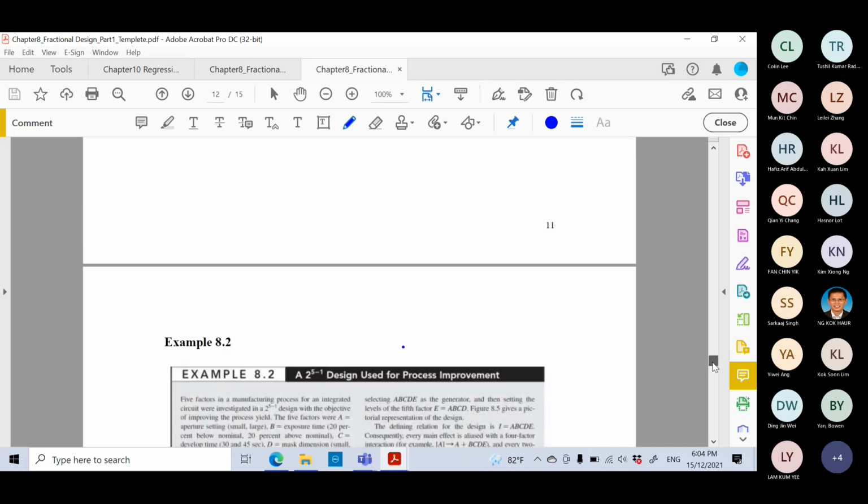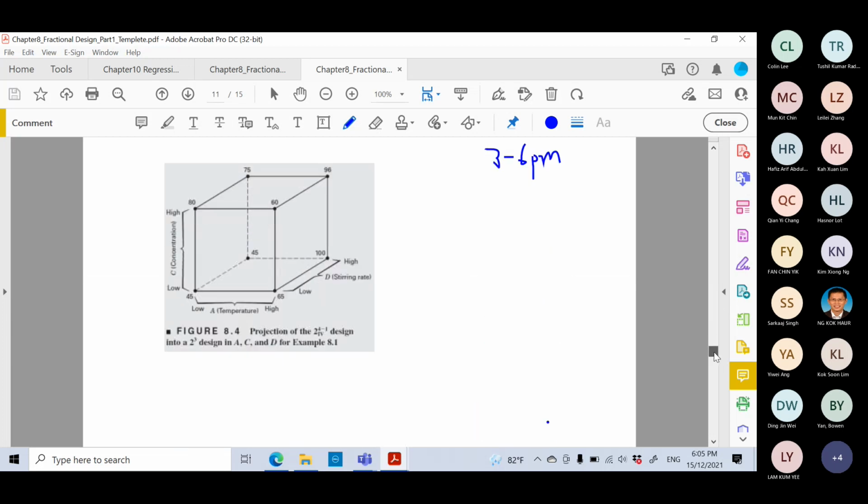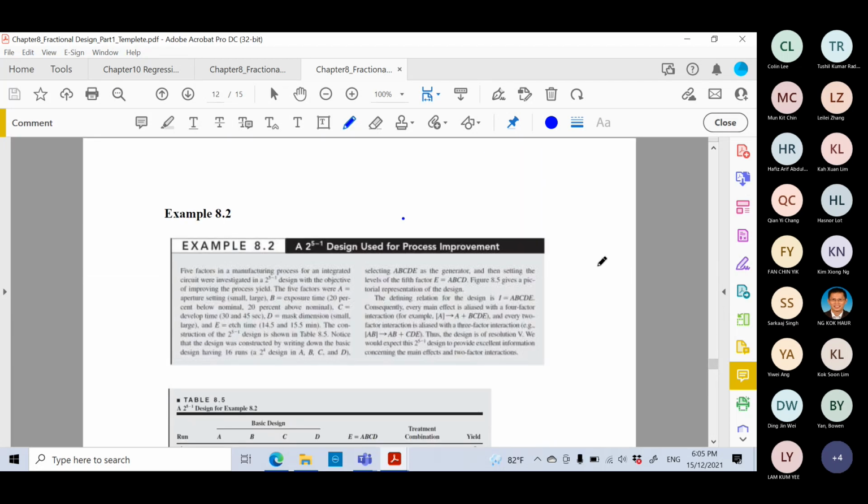So before the holiday, I discussed with you all the last example on the fractional factorial, where you make use of the 1/2 fractional design to identify the important factors, based on the 1/2 of the treatment combinations they run. So this is the first example you can recall. Now we'll go through the second example.